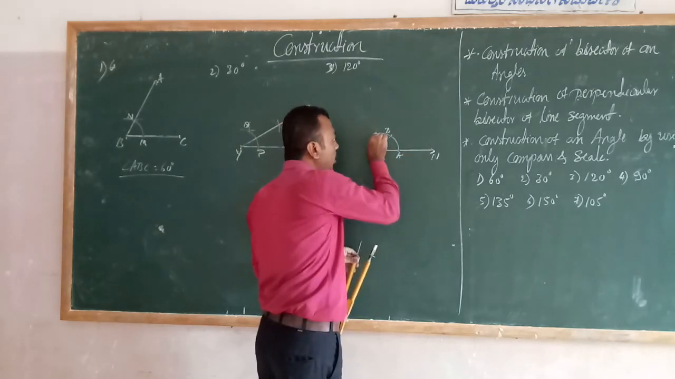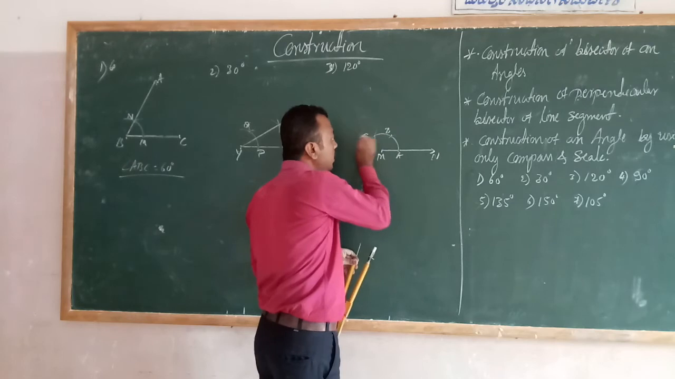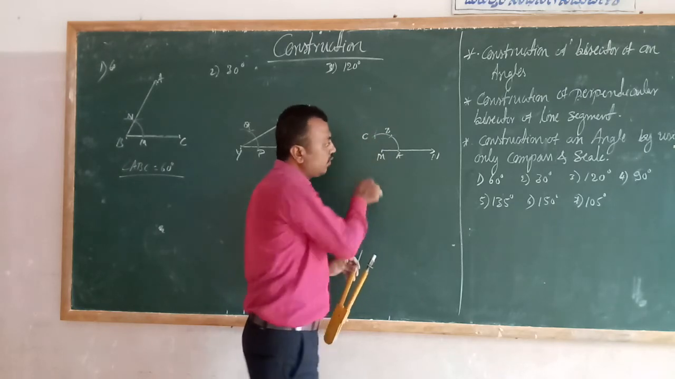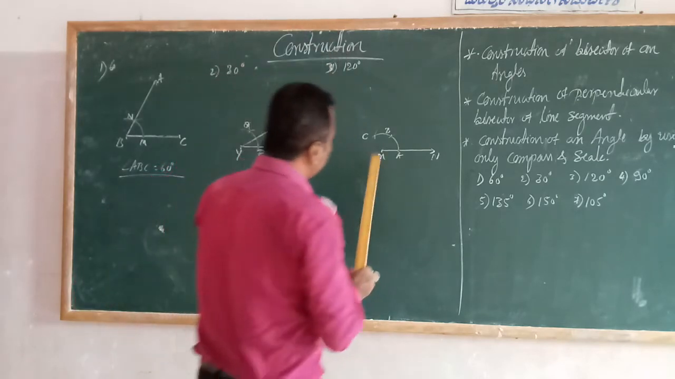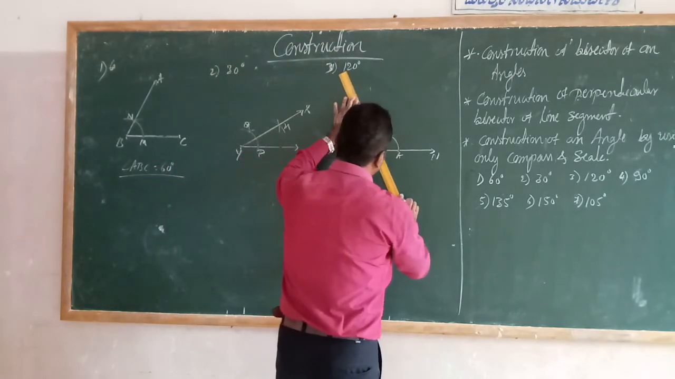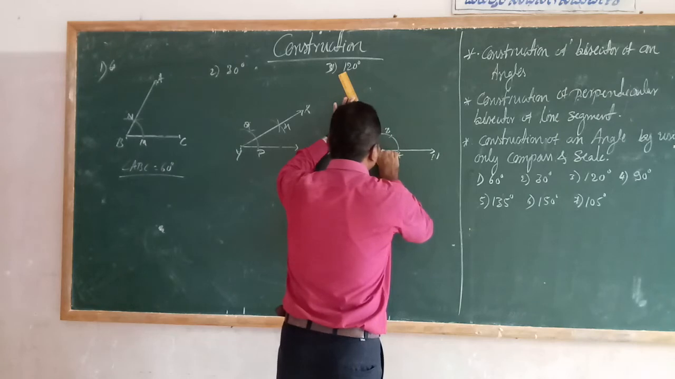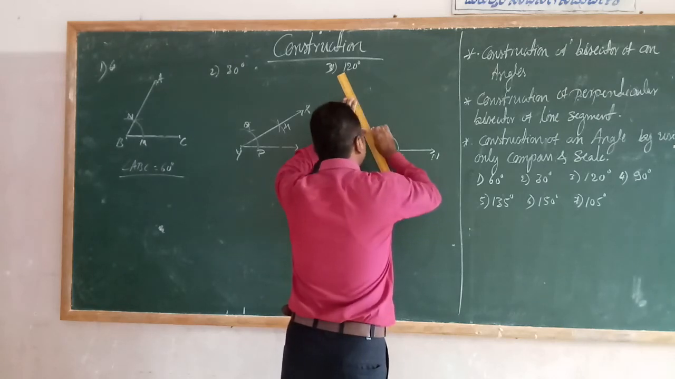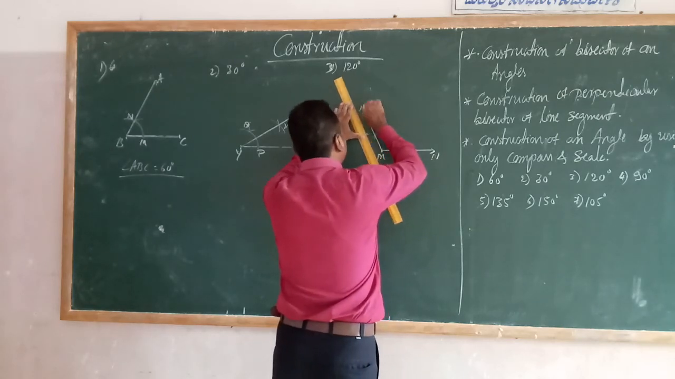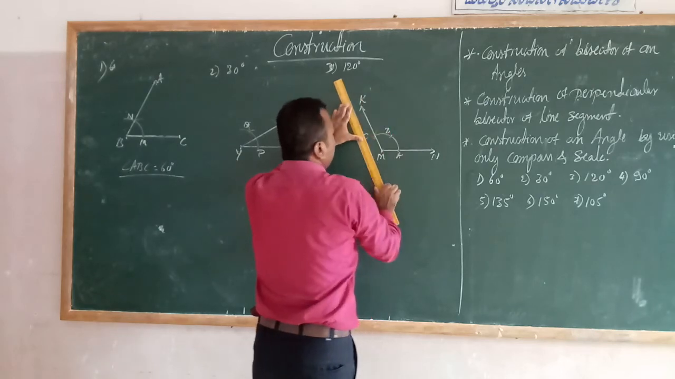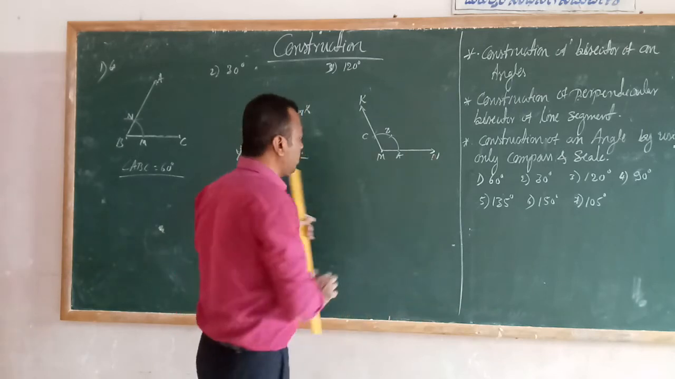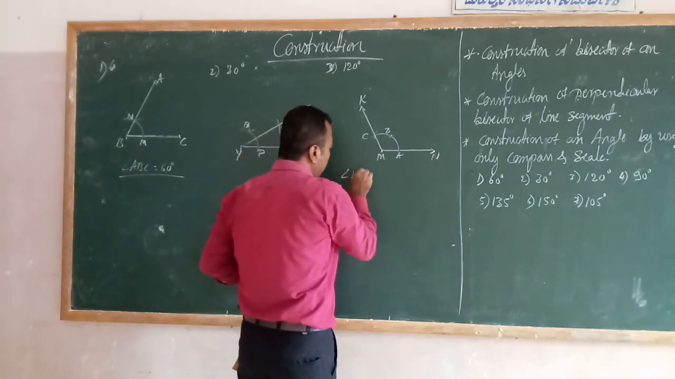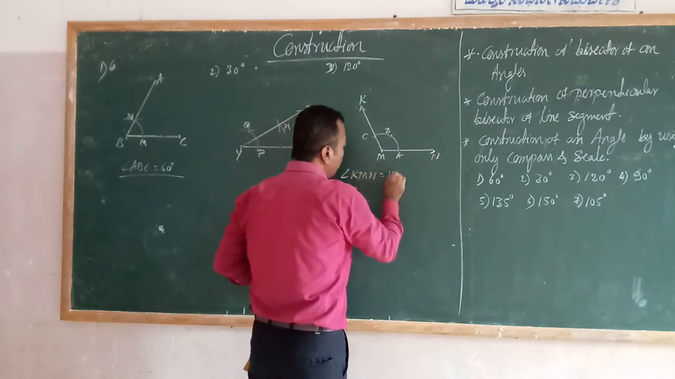This arc's intersection point, we call it C. Now C and M, we have to join them. Join M and C and extend it to K. So K, M, N becomes a 120 degree angle.